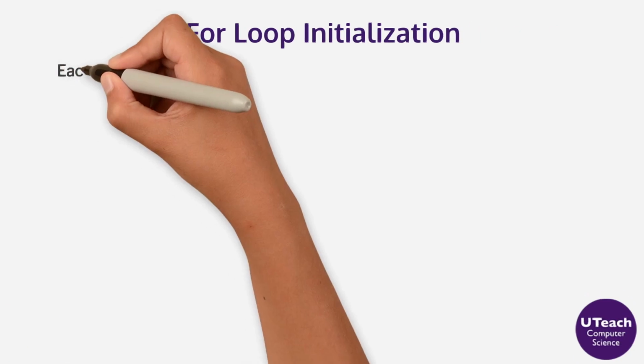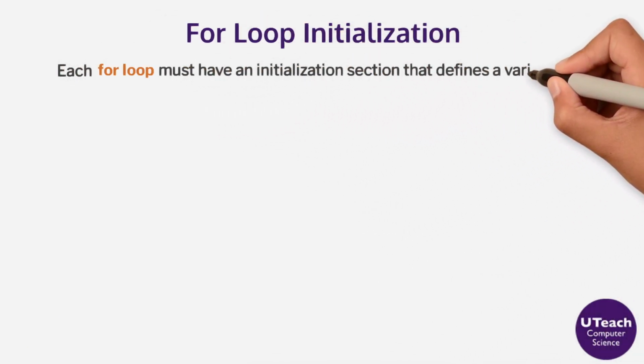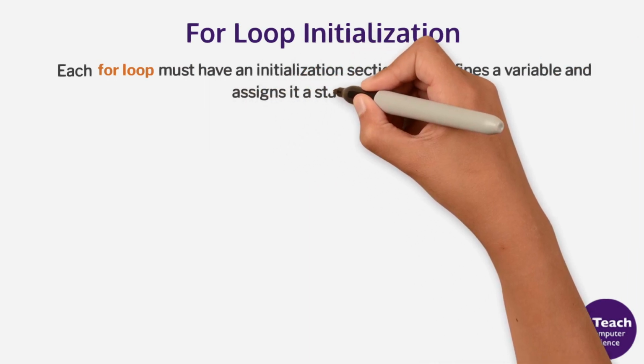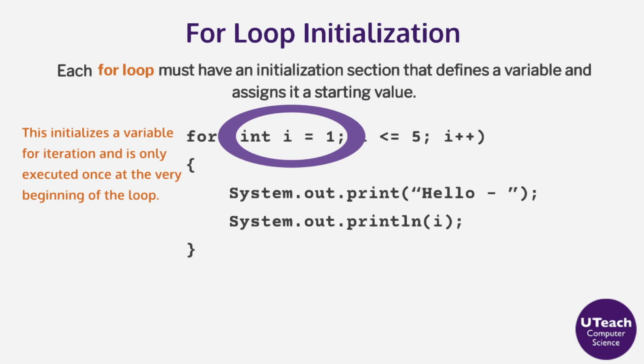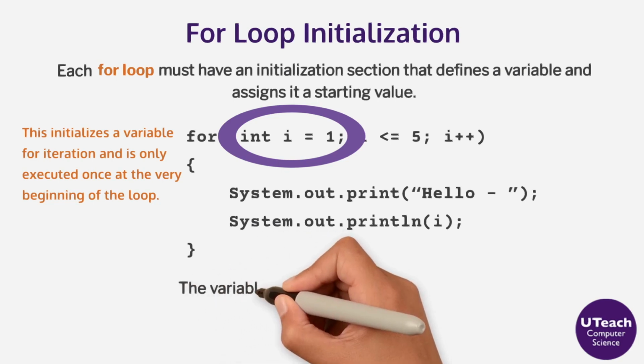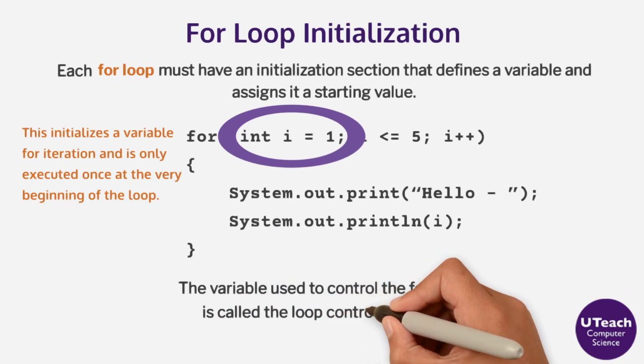Each for loop must have an initialization section that defines a variable and assigns it a starting value. This initializes a variable for iteration and is only executed once at the very beginning of the loop. The variable used to control the for loop is called the loop control variable.